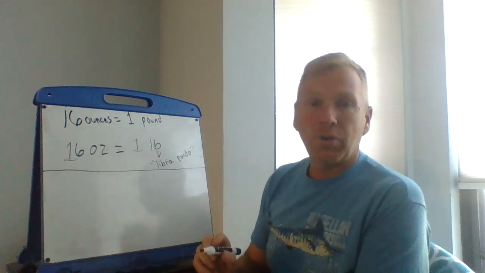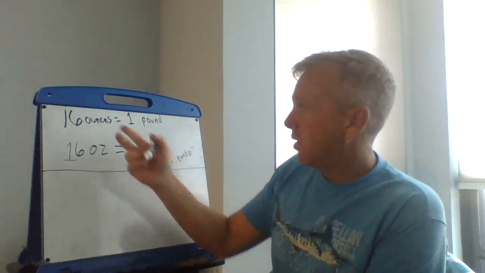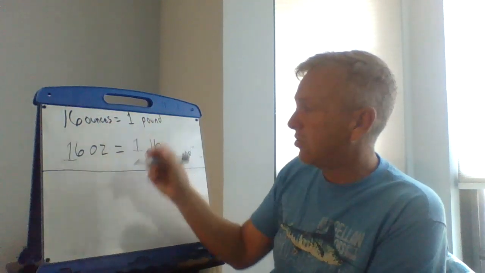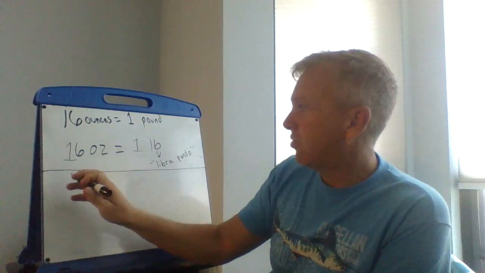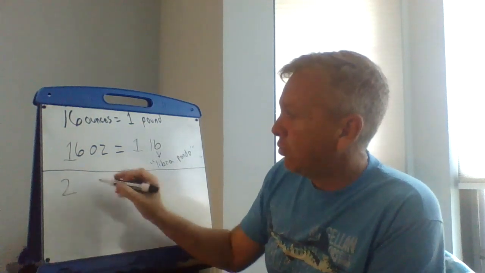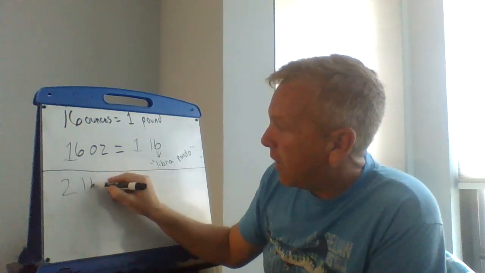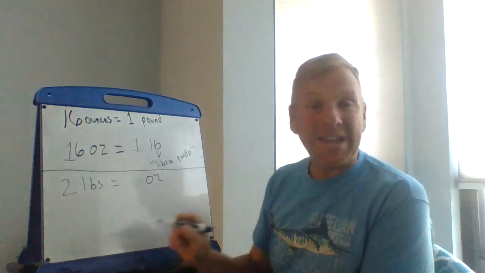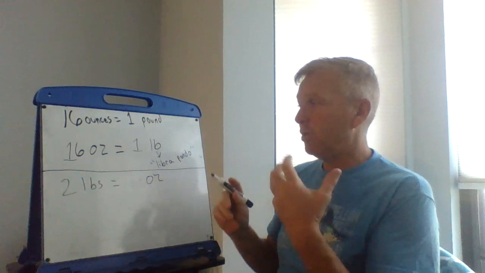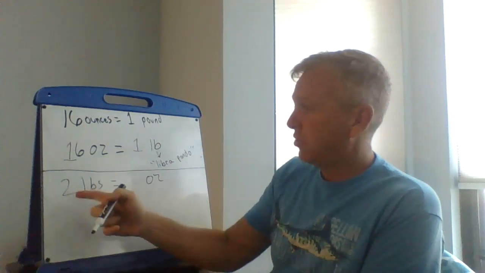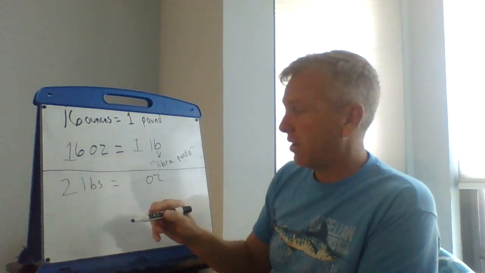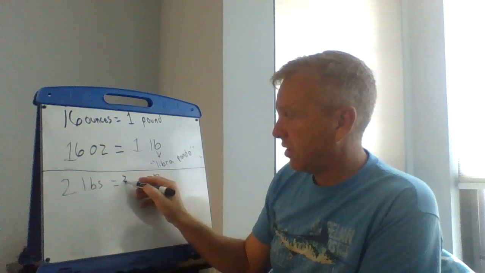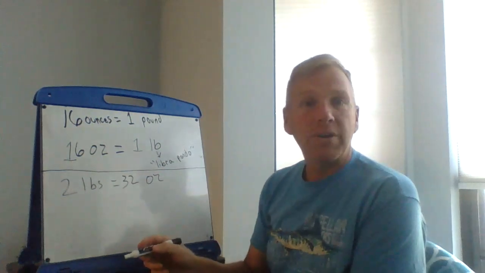But let's do some of the conversions. So keeping this in mind that 16 ounces is equal to 1 pound, if I were to say 2 LBS is equal to how many ounces? This is where you would use your multiplication. You would say 2 times 16. And we know that 2 times 16 is 32 ounces.